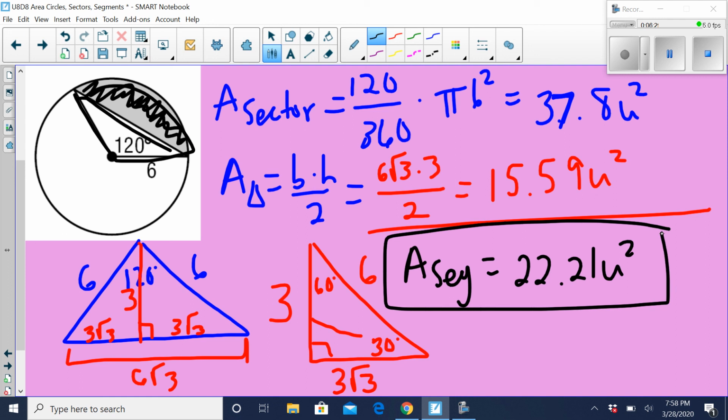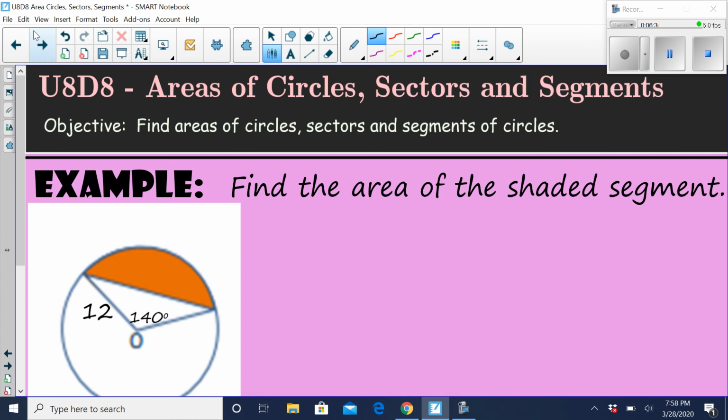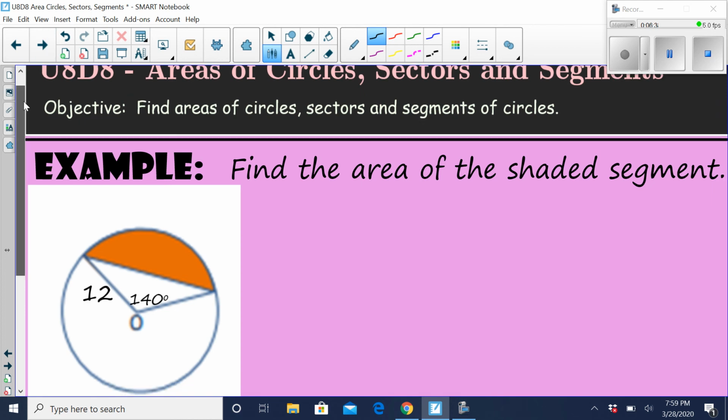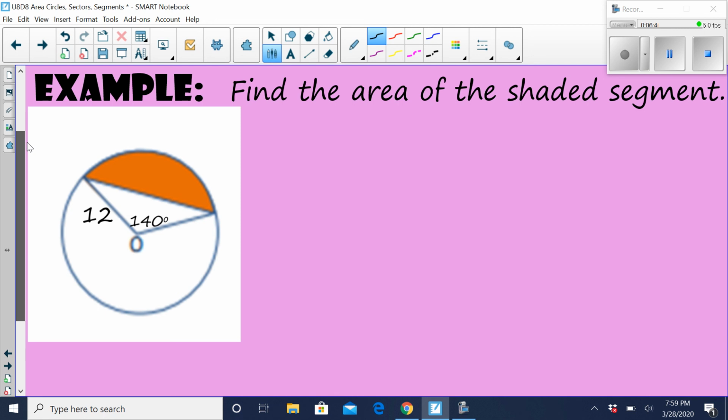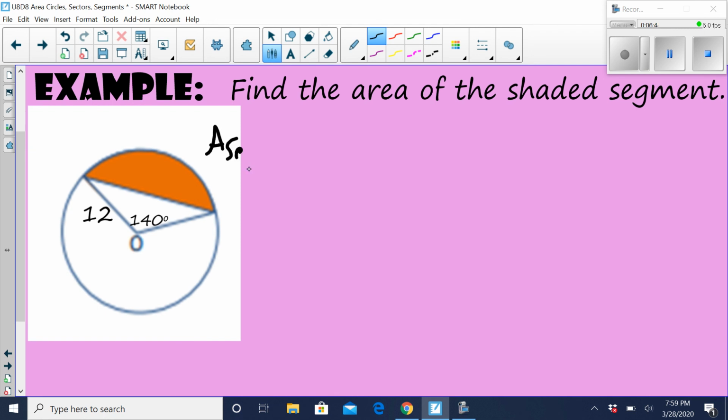Okay, now this example was nice because it had special right triangles, but I want to walk you through one that doesn't use special right triangles. And you guys are going to get some review of trig functions using this type of problem. So the method is the same in that I'm going to start with the area of the sector. Area of the sector, I take that central angle over 360, so the fractional part of the area.